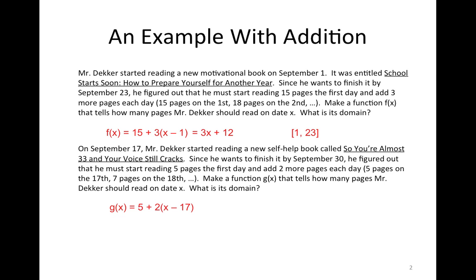Okay, well, first of all, I could simplify this a little bit, clean it up. And my domain for this, I'm starting on the 17th, want to go all the way to the 30th. So that would be my domain.